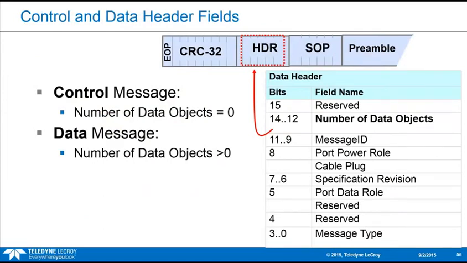Okay, I mentioned control and data messages. This is the basic format. Both have a 16-bit header and the same basic format, really. All the fields are shown here. The main distinction is that the control messages have no payload or data objects. Bits 12 through 14, shown here, are used to indicate how many data objects are appended to the message. If that field is 0, it's a control message. If it's greater than 0, it's a data message. So the message type is inferred by the value of this specific field.